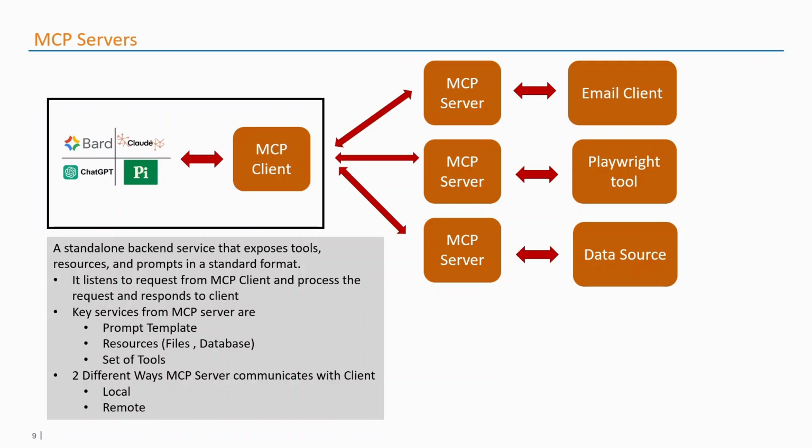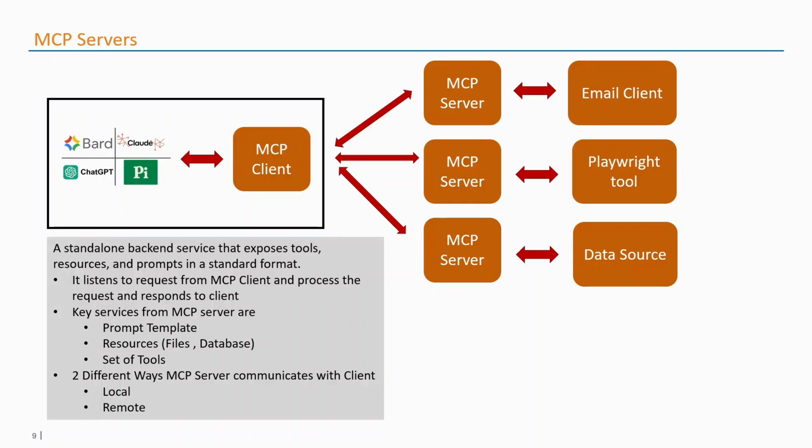There are two ways in which the MCP server communicates with the MCP client. One is local communication and the other is remote communication. In the case of local communication, the MCP server is hosted on the same machine or desktop where you have the LLM and MCP client running. You can also host an MCP server on a standalone server away from the LLM and the MCP client. In such cases, it uses the remote way of communicating with the MCP client.